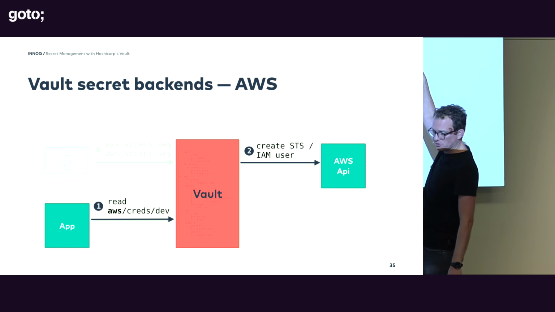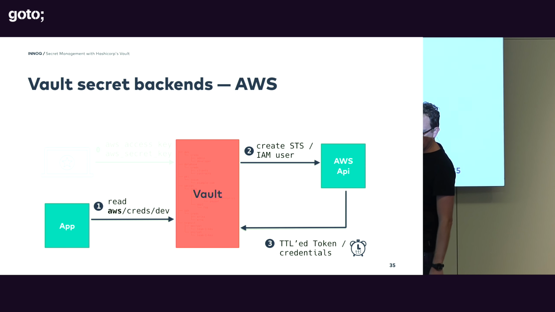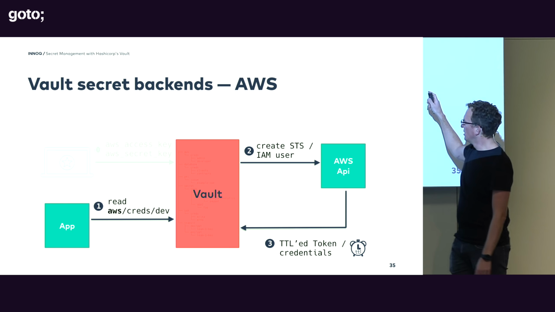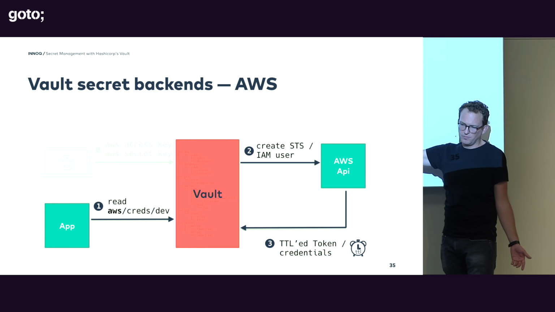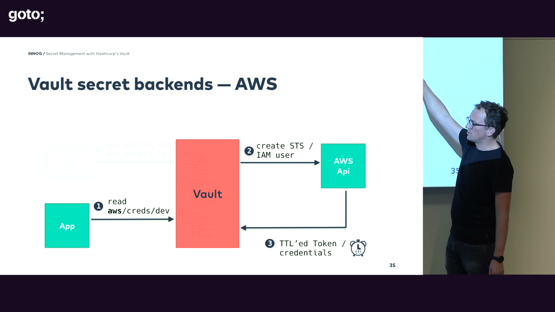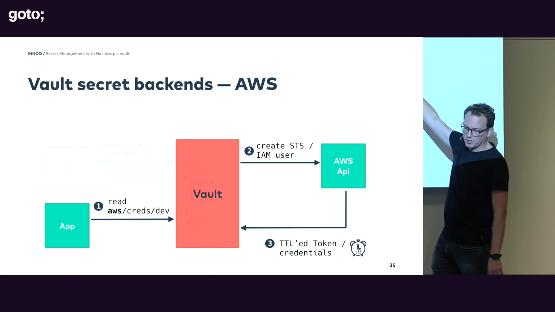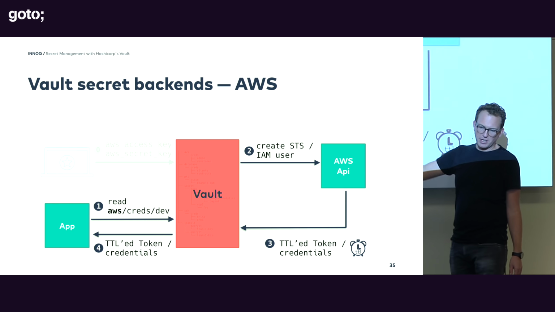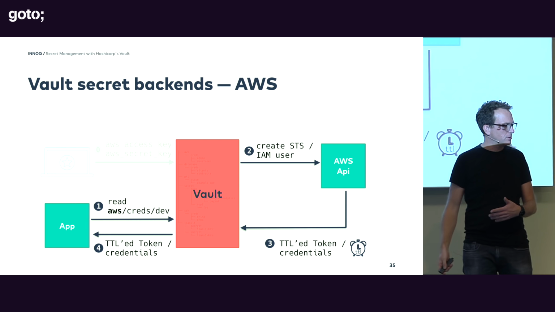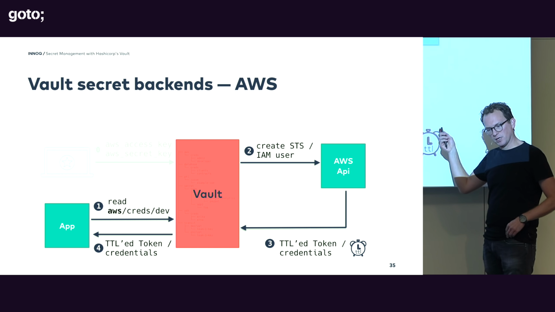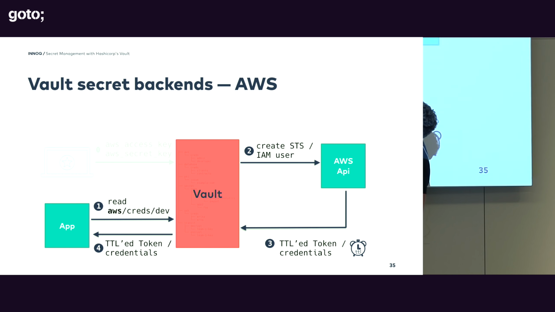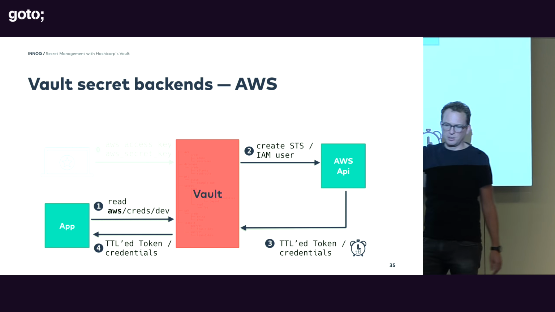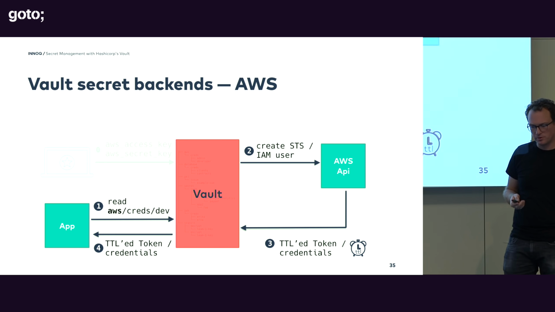Vault will then talk to the API and create the token or the IAM user. In the case that it is a token, AWS supports TTL tokens by itself. So whenever there's a backend system that supports TTL, Vault will use that feature. And they are returned to the application, and then the application can talk to the API with that. And again, if it's not a token but an IAM user, Vault will then delete the IAM user when the TTL is over.